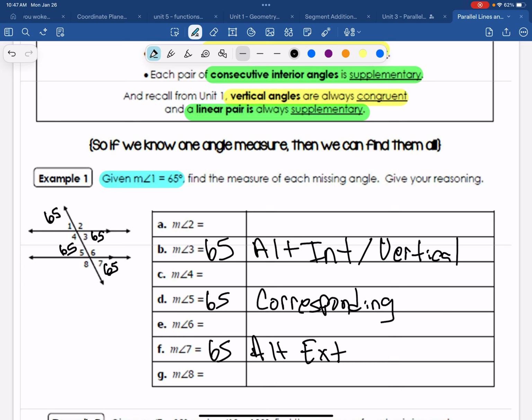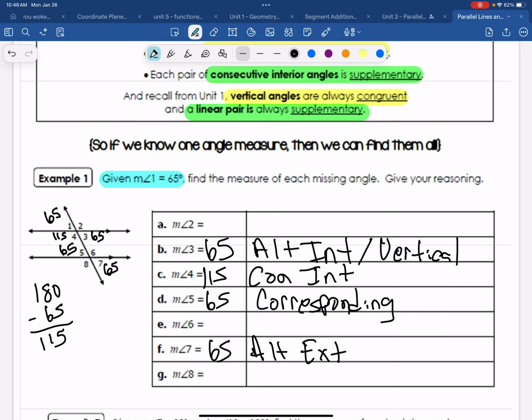So now I'm going to go to the fact that I know that consecutive interior angles are supplementary. So I'm going to go 180 minus 65, and I get 115. So 4 and 5 are consecutive interior, so I know angle 4 measures 115. So I'm going to write consecutive interior. Okay, so now I go back to what is congruent to 4.